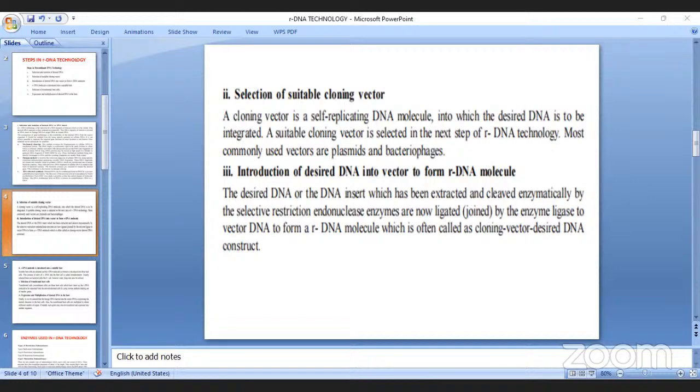So after being introduced into the bacteria cell, now the transformed cells are formed. This process is called transformation.